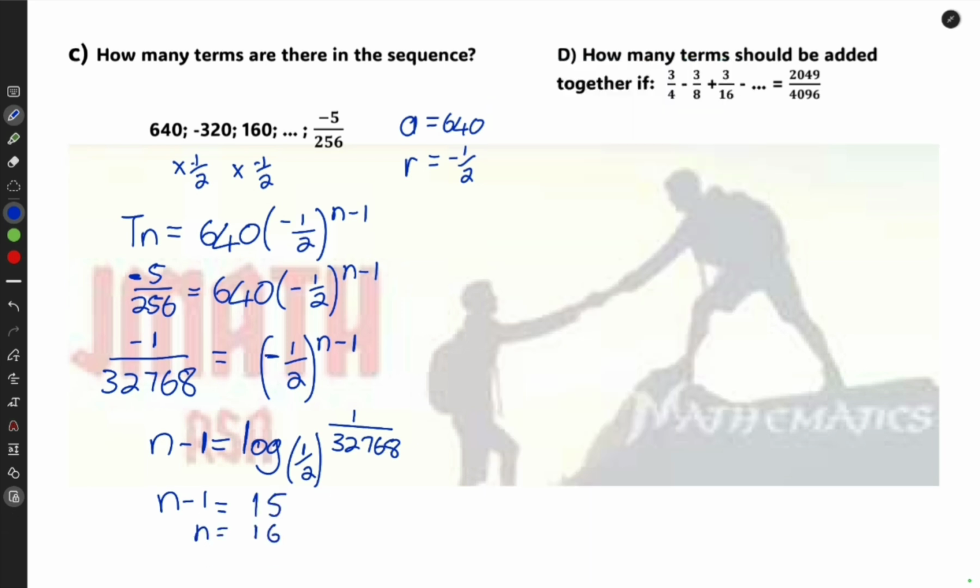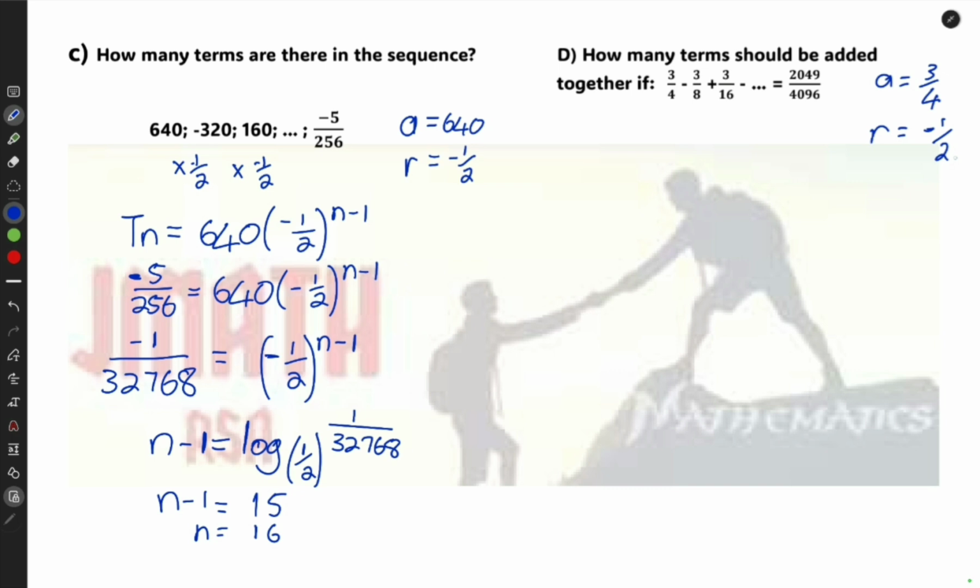Let's try the last one. How many terms should be added together if that sequence equals 2049 over 4096? Firstly, I can see this as geometric. Whenever it's fractions, the denominators are not the same and all of that, 99% of the time it's going to be a geometric. So a is equal to 3 over 4. R is equal to term 2 divided by term 1. And in this case, it would be minus a half again.